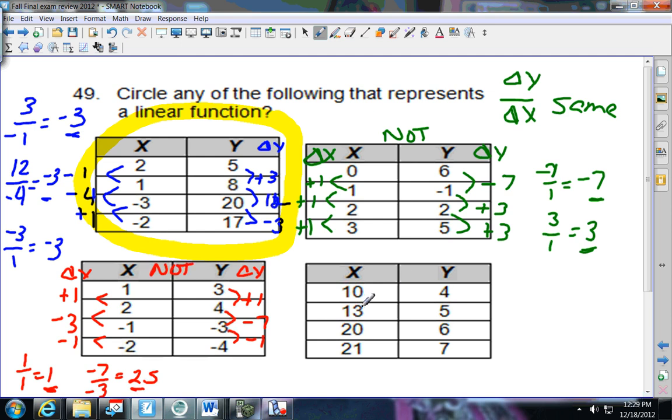Trying the next one. We're going to do delta y, the change in y: plus 1, plus 1, plus 1. Delta x: plus 3, plus 7, plus 1. Well, this is 1 over 3 and 1 over 7. Those are not the same. It is not linear.